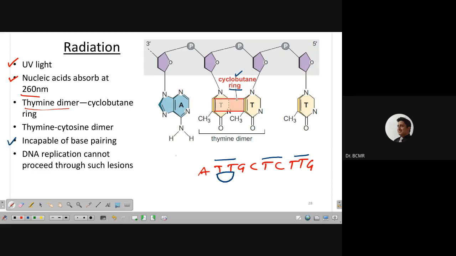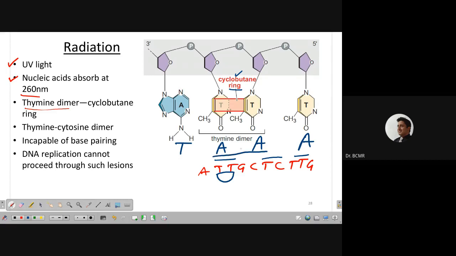There should be a complementary strand here, to which this would have been base pairing with A, and this should have been base pairing with A, and so on. And this would be T. Because of the thymine dimer formation, they cannot base pair properly with this.